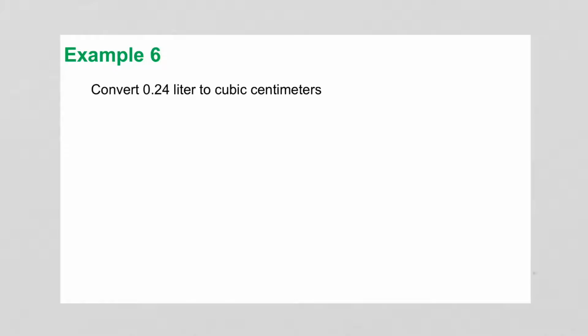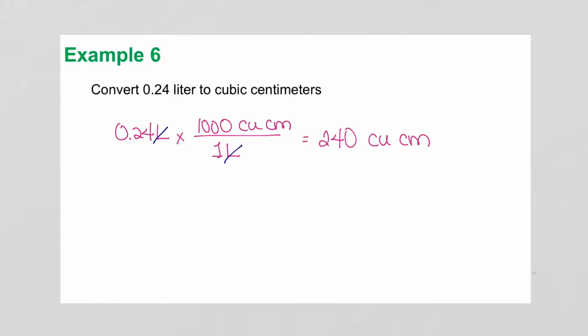Convert 24 hundredths of a liter into cubic centimeters. So we were told that 1 liter is 1,000 cubic centimeters. So we multiply and get 240 cubic centimeters.